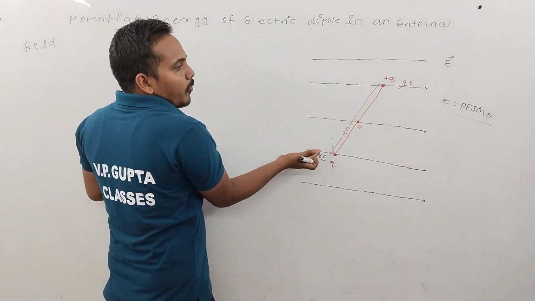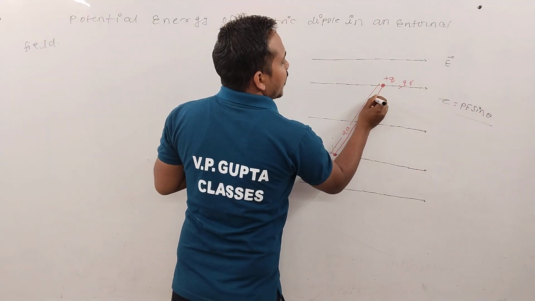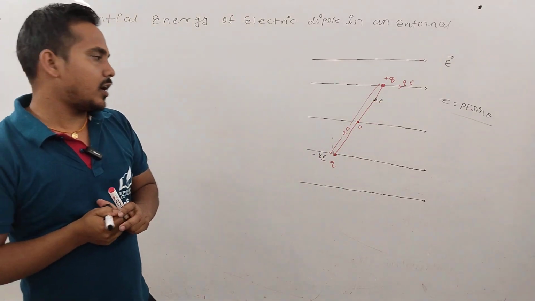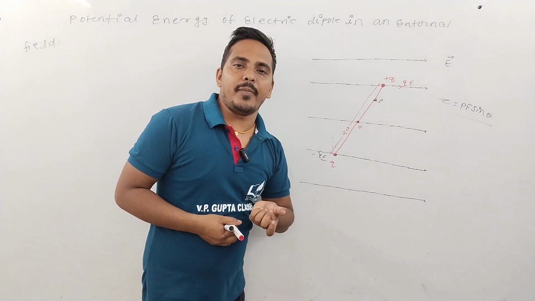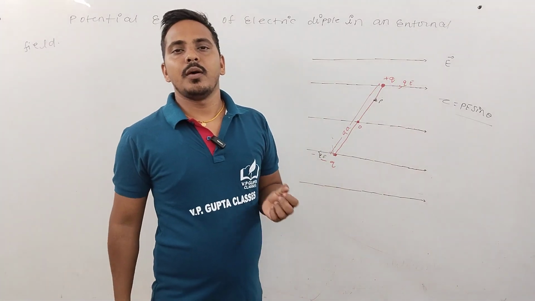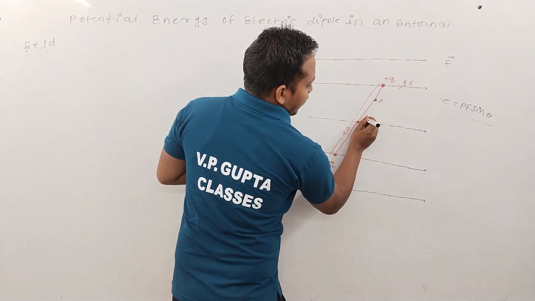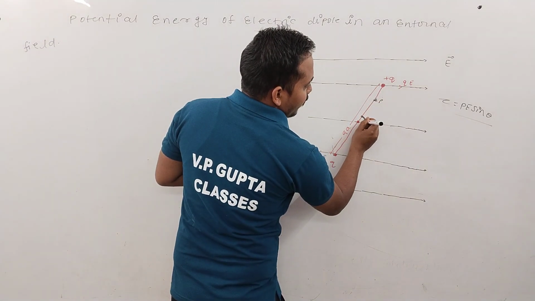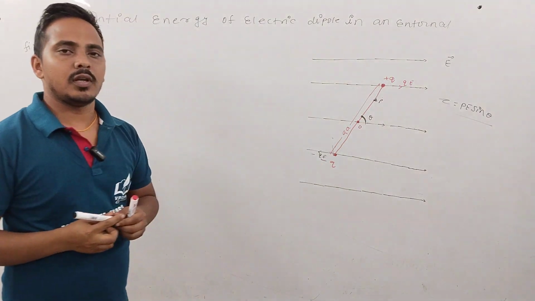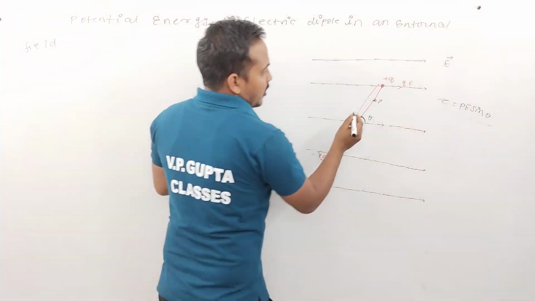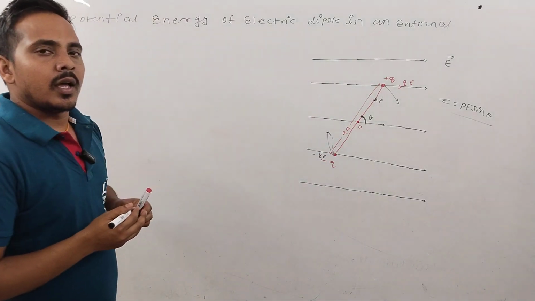Now the electric dipole moment is p, and we know that the direction of the electric dipole moment is from minus q to plus q. Suppose the angle between the electric dipole moment and the uniform electric field is theta, and it rotates in the clockwise direction.